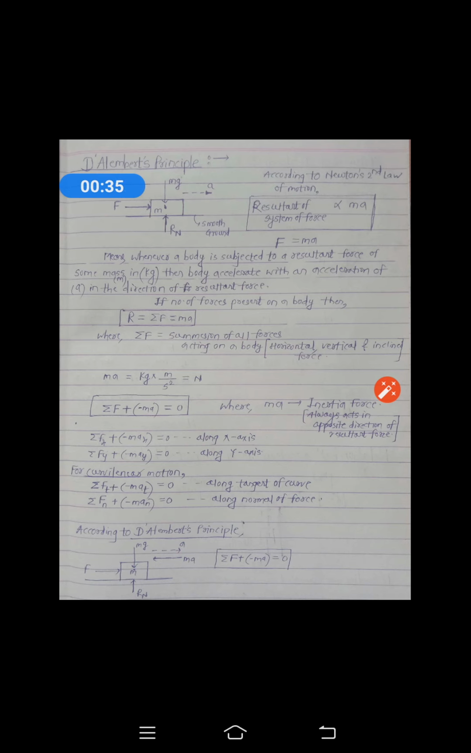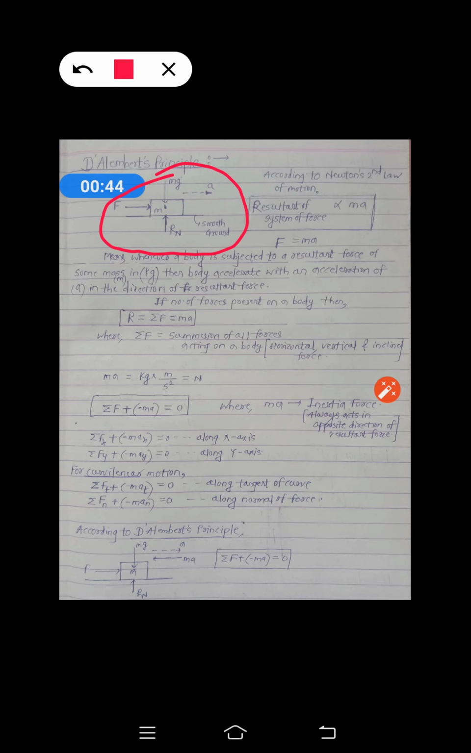If you see this slide, you can see this figure. In this figure, one body is placed over the smooth ground and a system of force, that is capital F, is acting over that body. M is the mass of that body, Rn is the normal reaction which is perpendicular to the body, and the weight of that body is passing through Cg, that is mg.